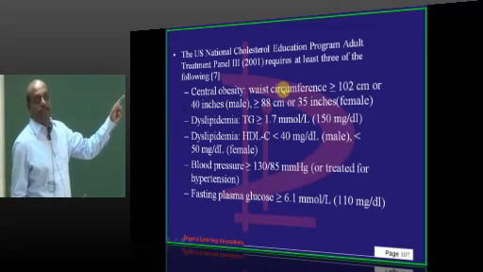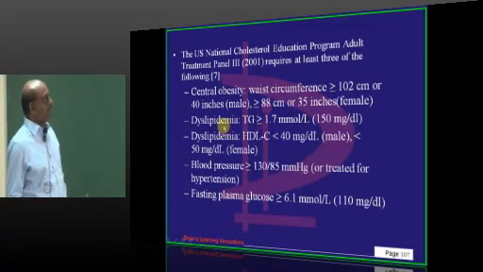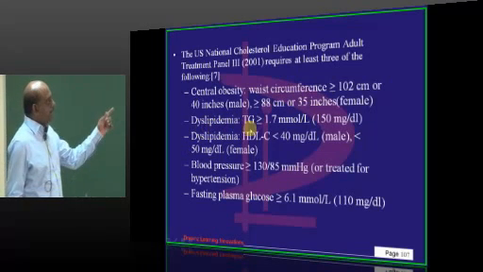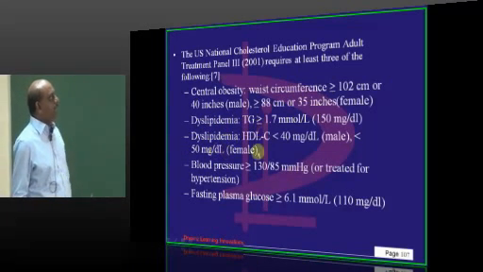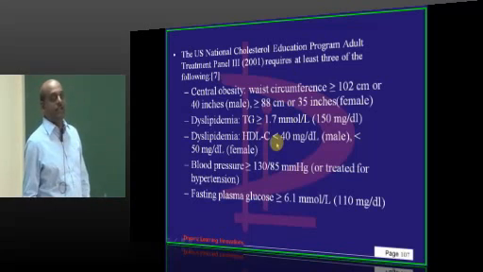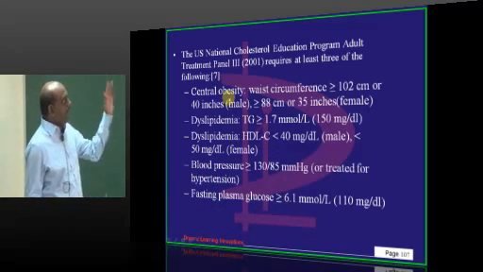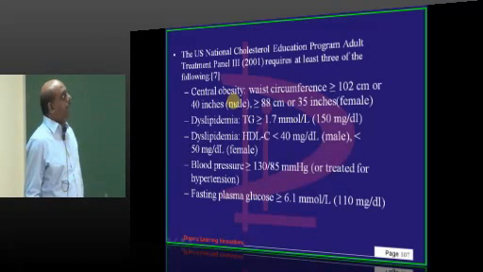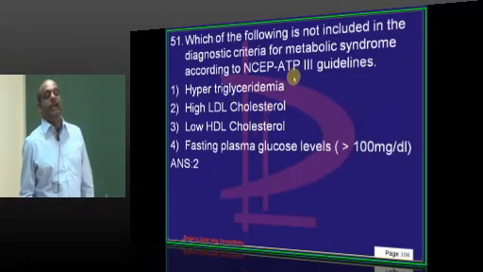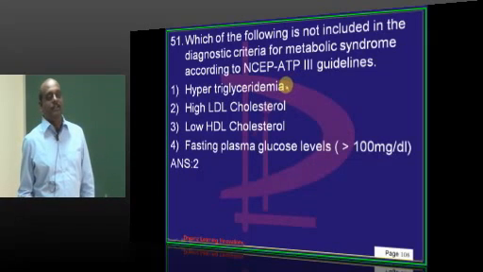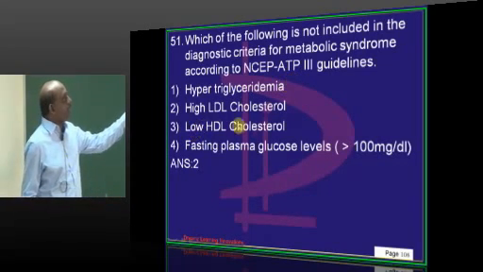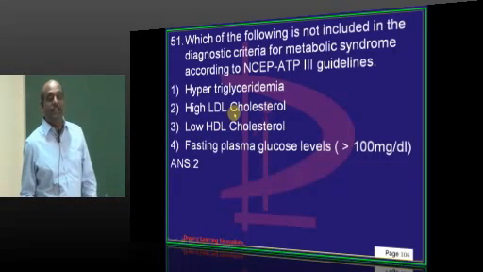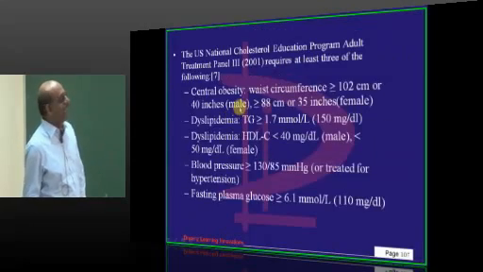Central obesity defined by waist circumference, dyslipidemia based on triglyceride levels and HDL-C levels, blood pressure, fasting plasma glucose, they are the basis of the ATP3 guidelines. Maybe in your personal guidelines you are having LDL, but that is not in ATP3 guidelines. That is the whole issue of the exam.